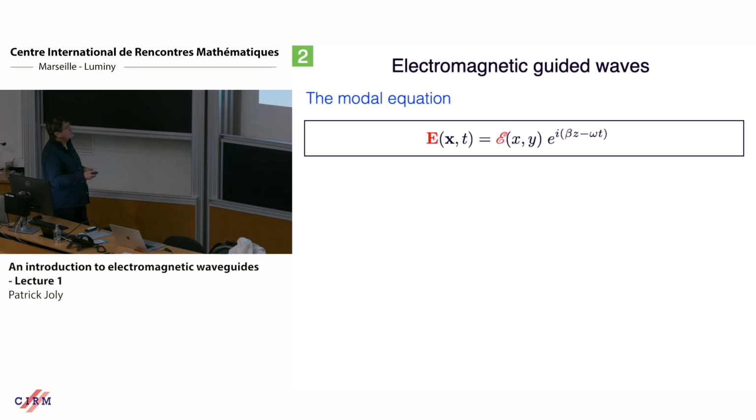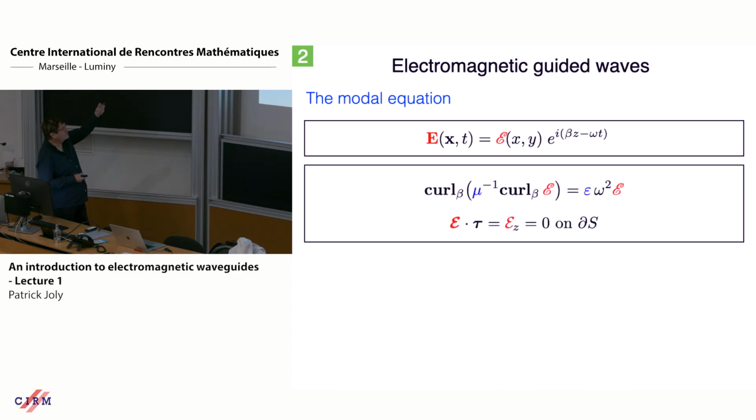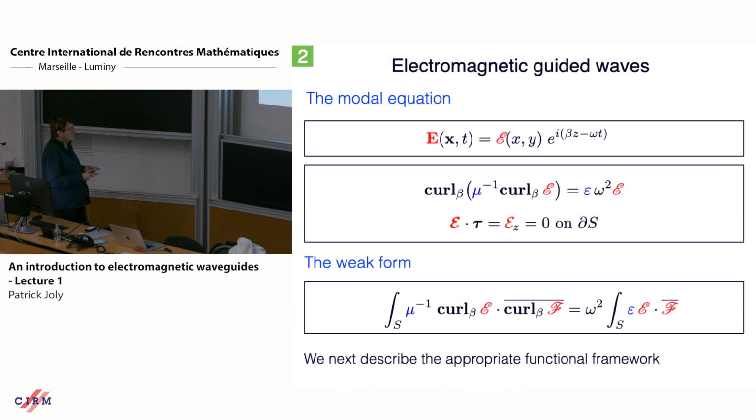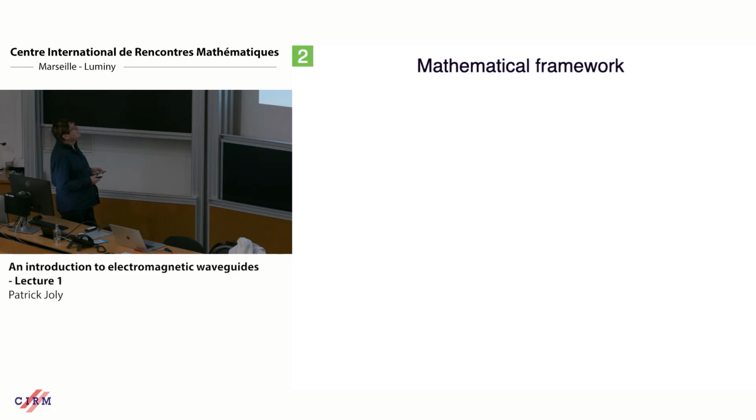So now I go back to the model equation. If you put this in Maxwell's equation, you obtain this model equation involving the curl beta operator, all in weak form corresponding to this sesquilinear variational formulation. But up to now, it's again formal, so I need to make precise in which functional framework I can do that. And so this is what I'm going to say.